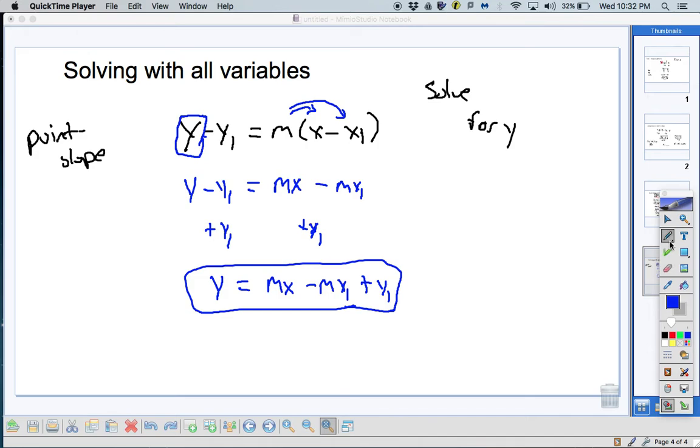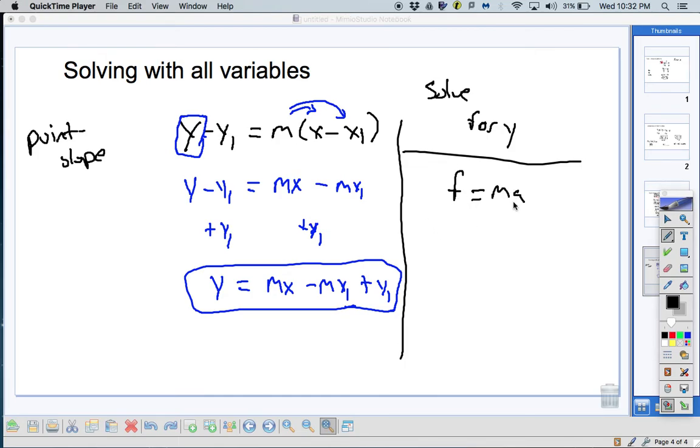Let me give you some more simple examples just so you can see a couple more, because this is one of the more difficult things we're going to do right now. So let's give you something from science. Let's say F equals ma. This happens to be a force equation. You don't have to worry about that right now.